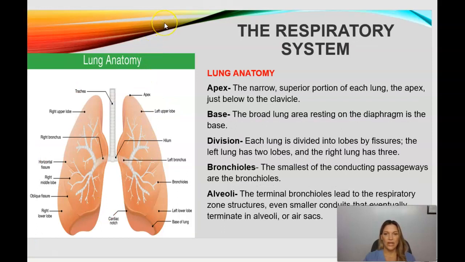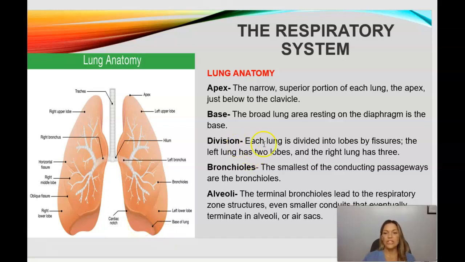So here's a diagram of lung anatomy. Of course, we have the apex at the top of the lungs, and the apex of the lung is actually just below the clavicle bone, as you can see right here. You have the base of the lung, which is the bottom of the lung area, and this is resting on the diaphragm.